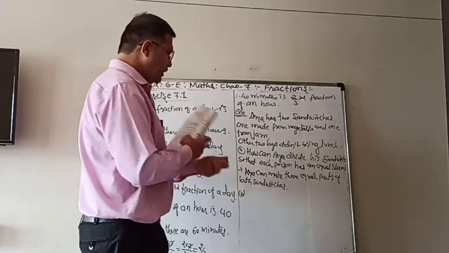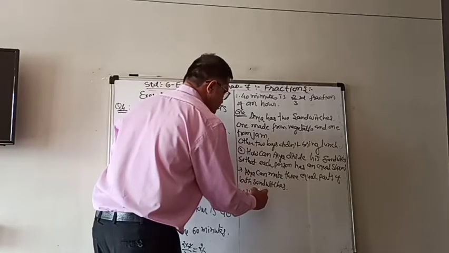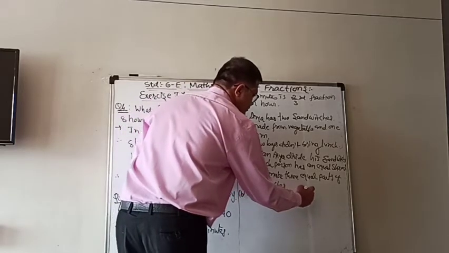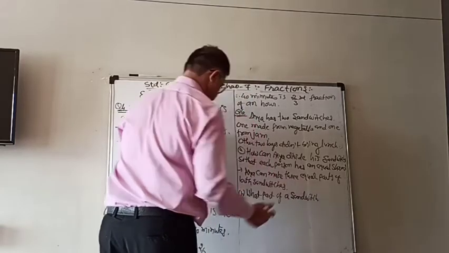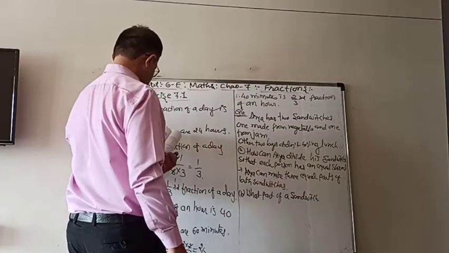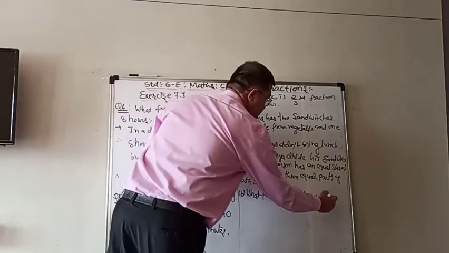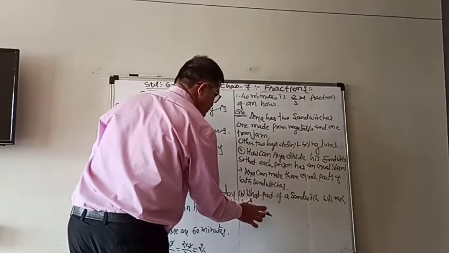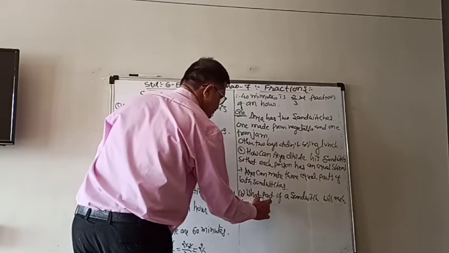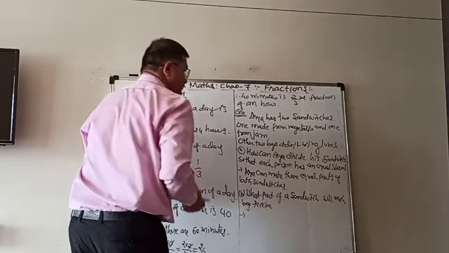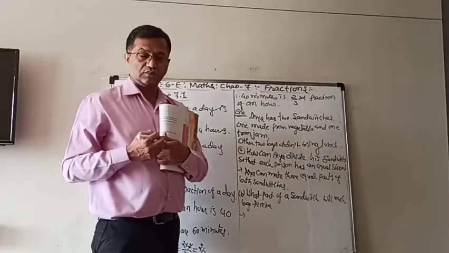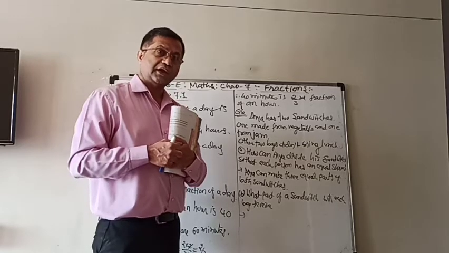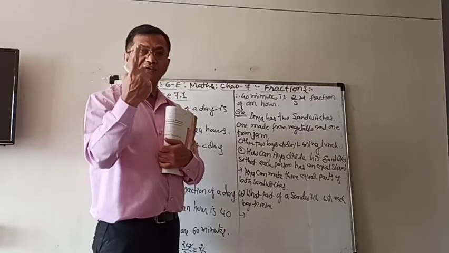Now the second question is, what part of a sandwich will each boy receive? So now we know, how many total parts were made? 3 parts from each sandwich, and everyone will get 1 part, right?